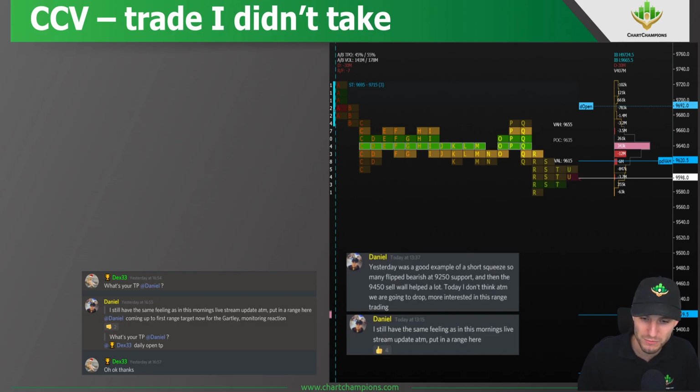I didn't think that we would get this drop down to previous day's value area low. I'm more interested in trading the range, this higher range. I still have the same view, and obviously I did a live stream this morning, still felt that we had put in the range here. In the end, on this setup, I took a long position.